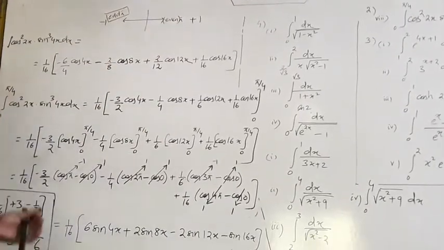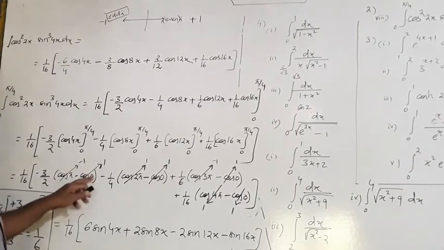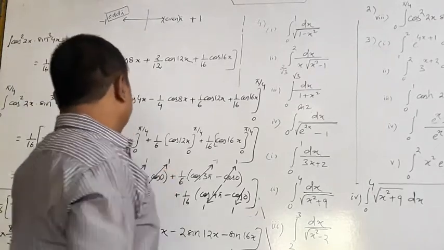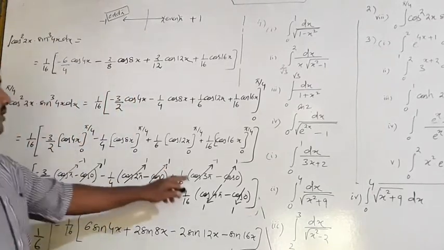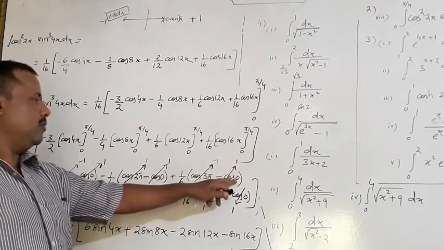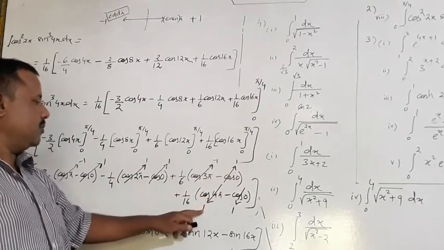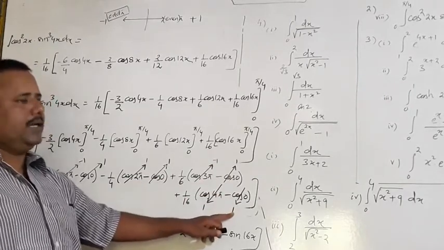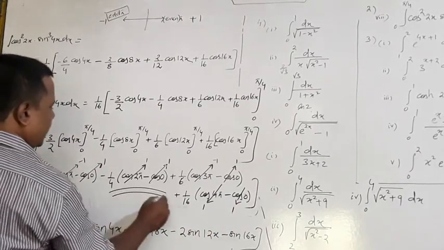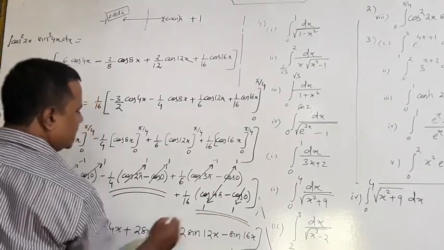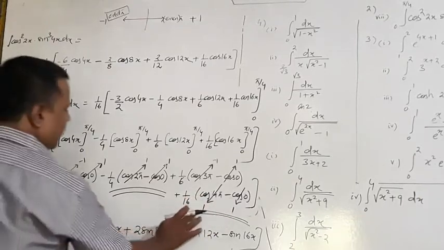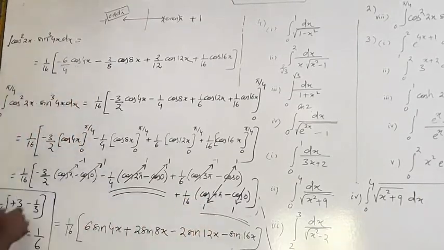Now I am writing here. Cos pi, odd pi, is minus 1. Cos 2 pi, even pi, is 1. Cos 3 pi, odd pi, is minus 1. Cos 0, even pi, is 1. Cos 4 pi is 1, and cos 0 is 1. And these terms here and here will cancel, because 1 minus 1, 1 minus 1, they will cancel. Okay. Now what happens next? Next is minus 3 by 2.